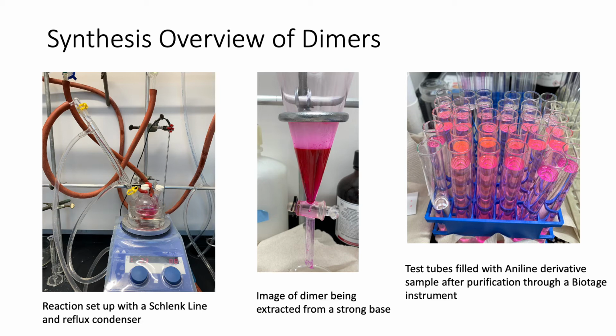Then the product is washed with a strong acid and base seen in this middle image using an extraction funnel. This is done to ensure that the initial product we are obtaining from our reaction is rid of some initial impurities. We would then take this initial product and run an NMR to ensure that we have the product we are looking for. After doing so, we would run the product through a column runner instrument known as a Biotage, which would give us a variety of samples in a lot of different test tubes as seen in this final photo.